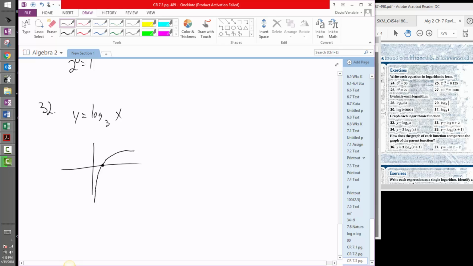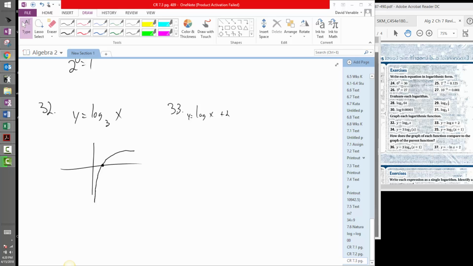All right. Let's just roughly sketch those other ones. 33. Okay, we have log base 10 of x plus 2. So if I take y equals log of x plus 2, that's really log base 10. All right, this time I'm going to show it to you in Desmos. Okay?